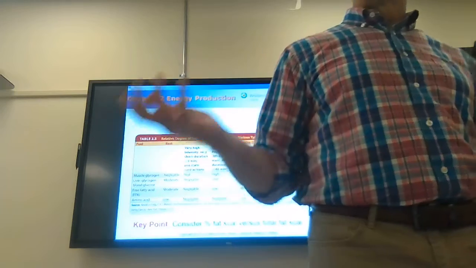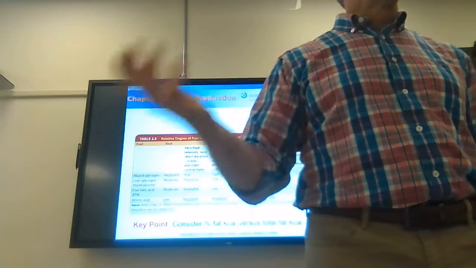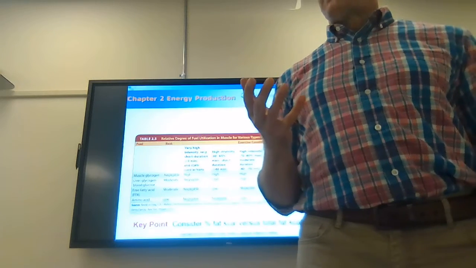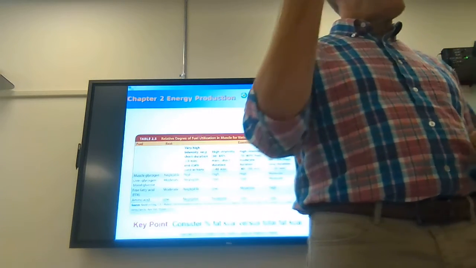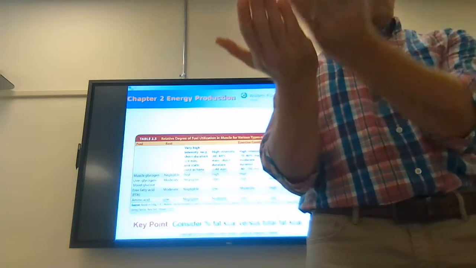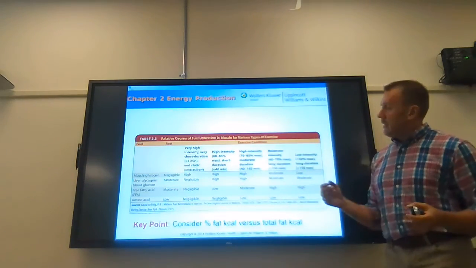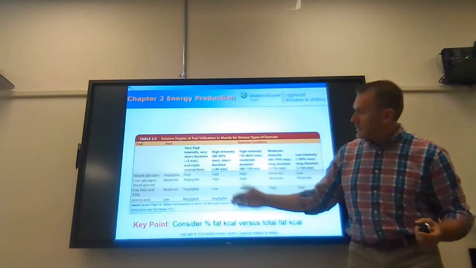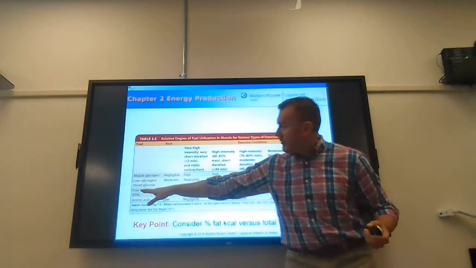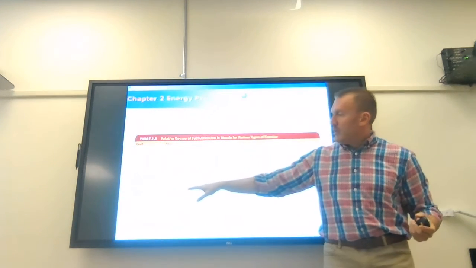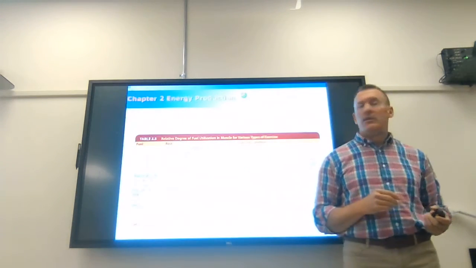What does our body like? Readily available glucose. A lot of it is going to be shuttling back and forth between a very high oxidative metabolism and then across the anaerobic threshold to glycolytic. But in high intensity exercise, we're not using a lot of fatty acids. As you can see, it's low or negligible.